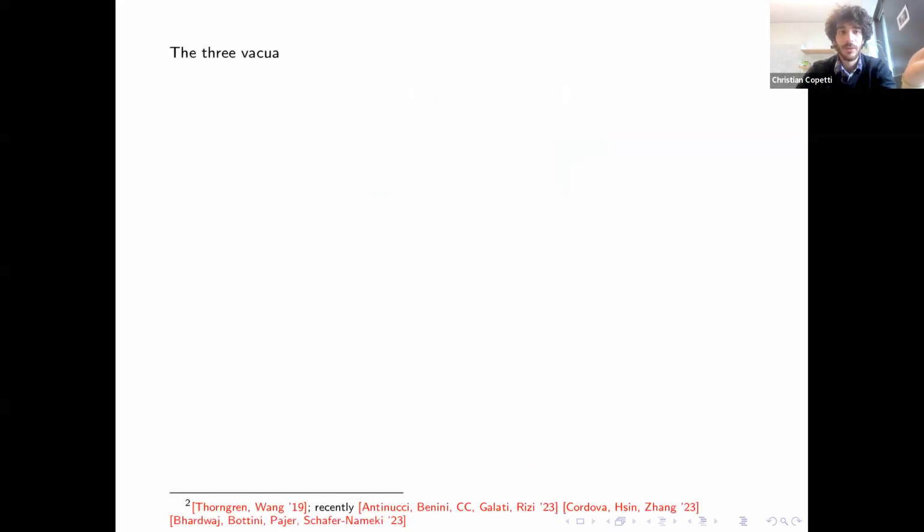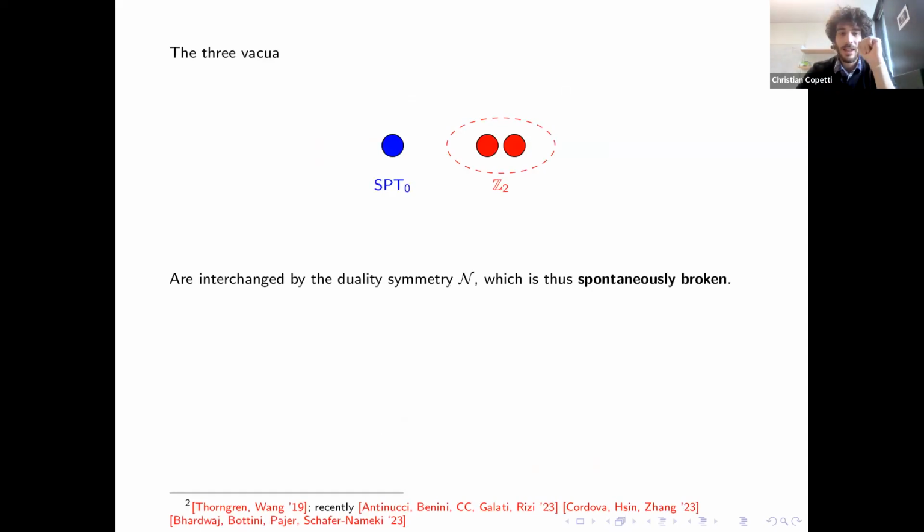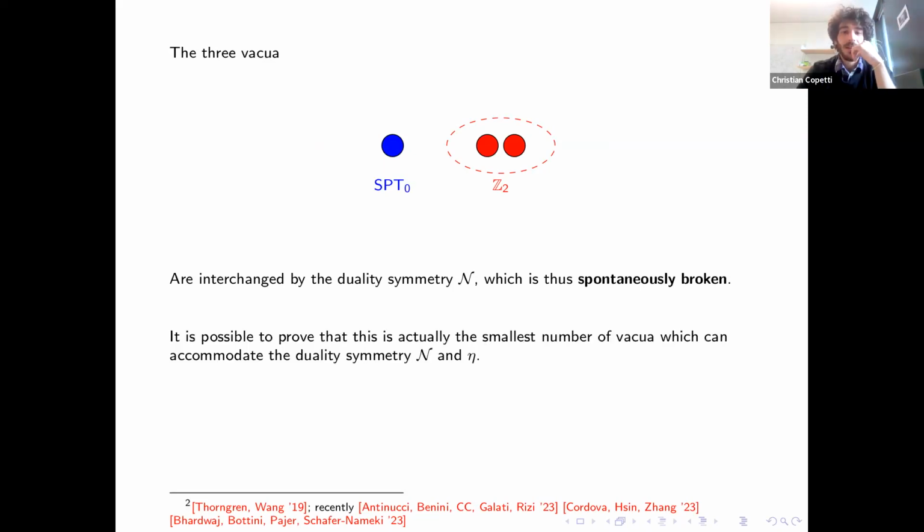Okay, so why three vacua? We have seen it already. We can think of them as a trivial SPT and the Z2 gauge theory. And they are permuted by the duality symmetry. So the duality symmetry in this phase is spontaneously broken. If you do a bit of math, this is maybe not the obvious result, but this number is the minimum one on which this symmetry can act. So there is no single vacuum because there is only this theory, and there is no way to have only two because they get exchanged. Actually, there's a bit of subtlety here too. If you work on spin manifolds, there is a way to get around this, but I will not say more. There is some subtlety about spin structures here. But in this case, if you don't care, this is the situation.